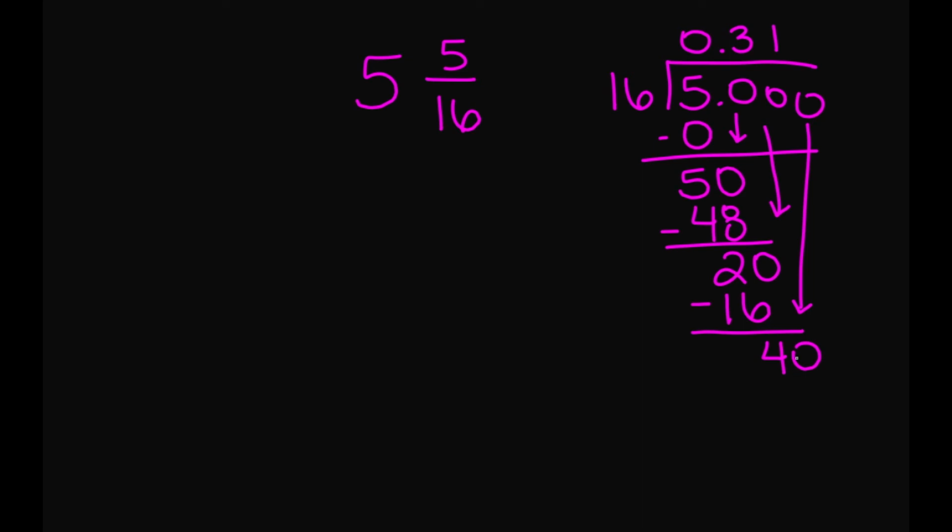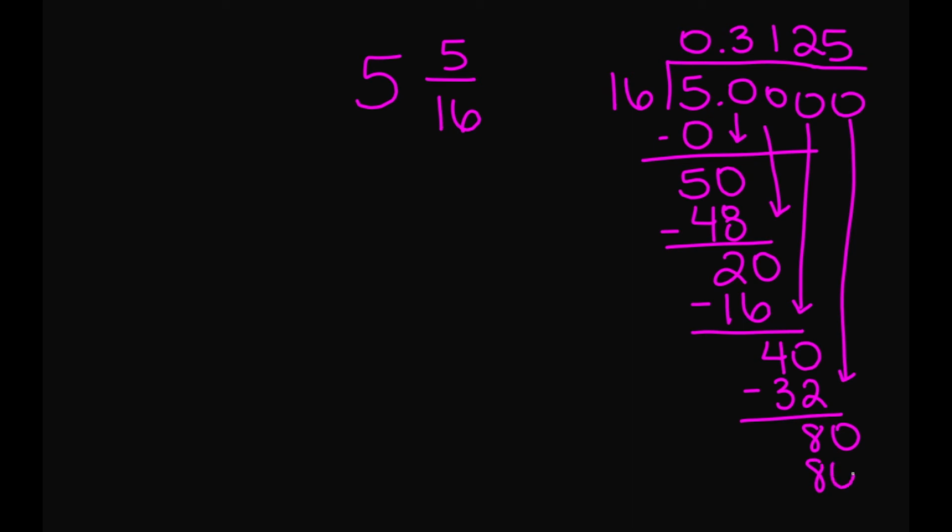Bring down another 0. 16 goes into 40 2 times. 16 times 2 is 32. 40 minus 32 is going to equal 8. I'm going to bring down another 0, my last one. So 16 goes into 80 5 times. 16 times 5 is 80. 80 minus 80 is going to equal 0.